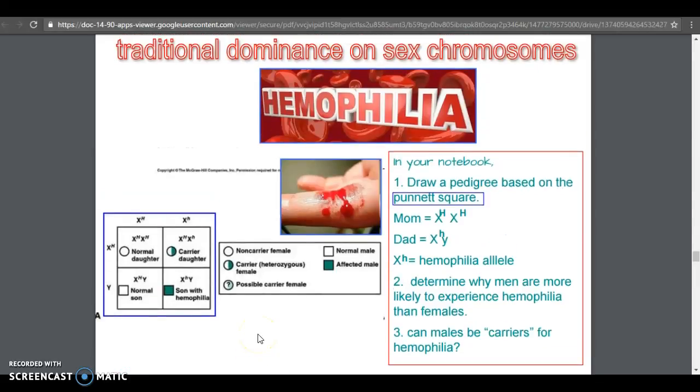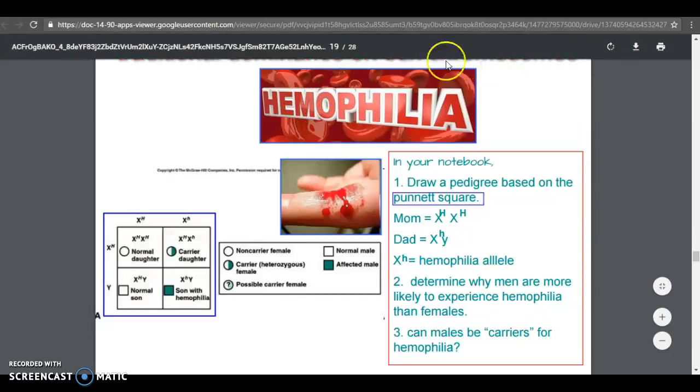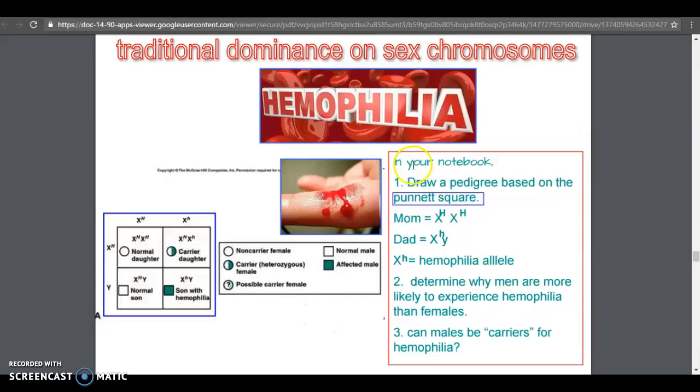Alright folks, so here is our third and final video for the last section of chapter 12 notes. Here we have the slide titled Hemophilia, and it's apparently located on sex chromosomes. So let's study some of the information on the slide and figure out what we need to do. It wants us to draw a pedigree based on the Punnett square.